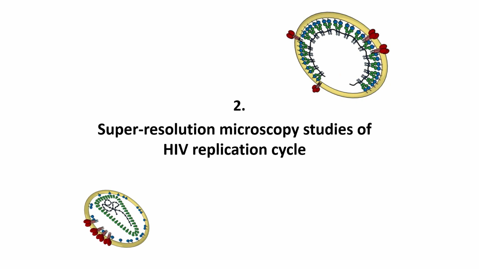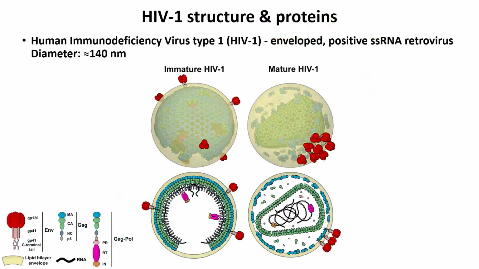Now, a little bit about the HIV replication cycle. Just a bit of information for people who may not be familiar with aspects of it. So, HIV structure and proteins. What is HIV? A 140 nanometer enveloped, positive single-stranded RNA retrovirus. No need, of course, to mention how important a pathogen it is.